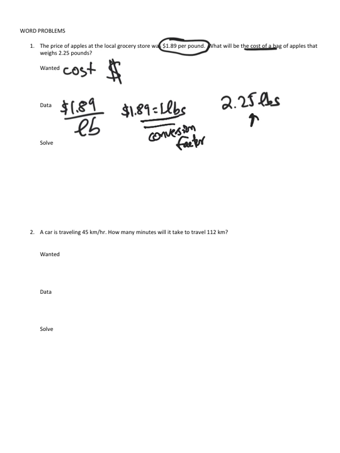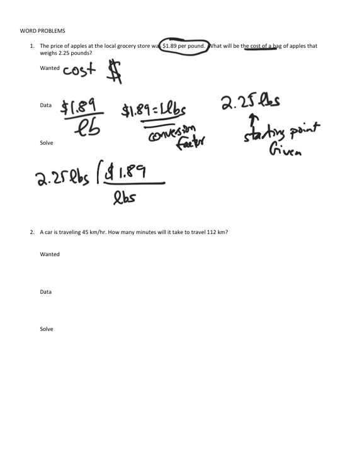This 2.25 pounds is going to be our starting point. And it's not an equivalency. It's not any form of a ratio. It's going to be what we could call our given. So 2.25 pounds. And then we will use our conversion factor so as to cancel out pounds. So $1.89 per pound. Pounds divided by pounds cancels.